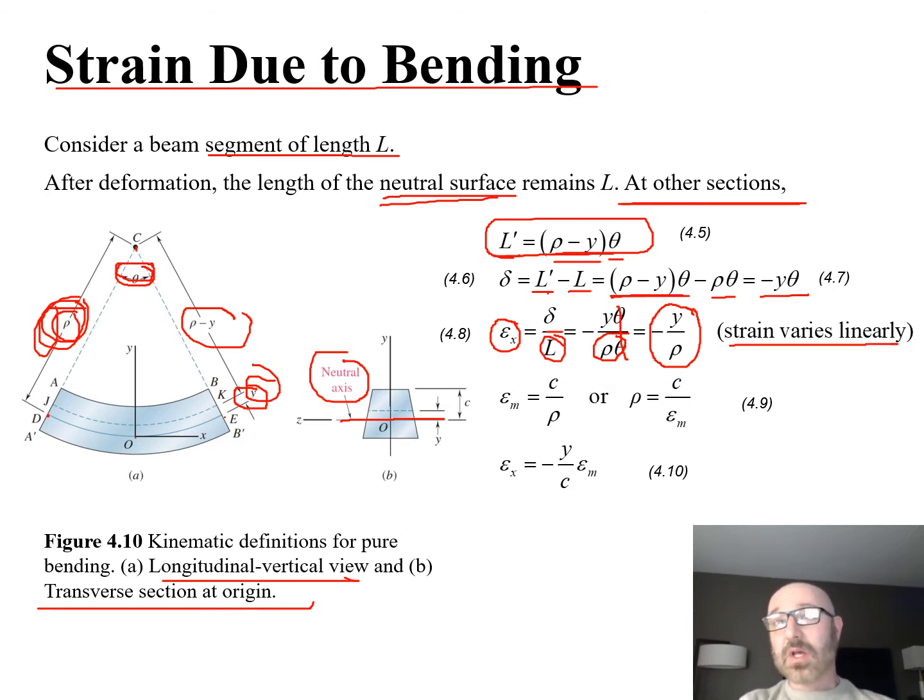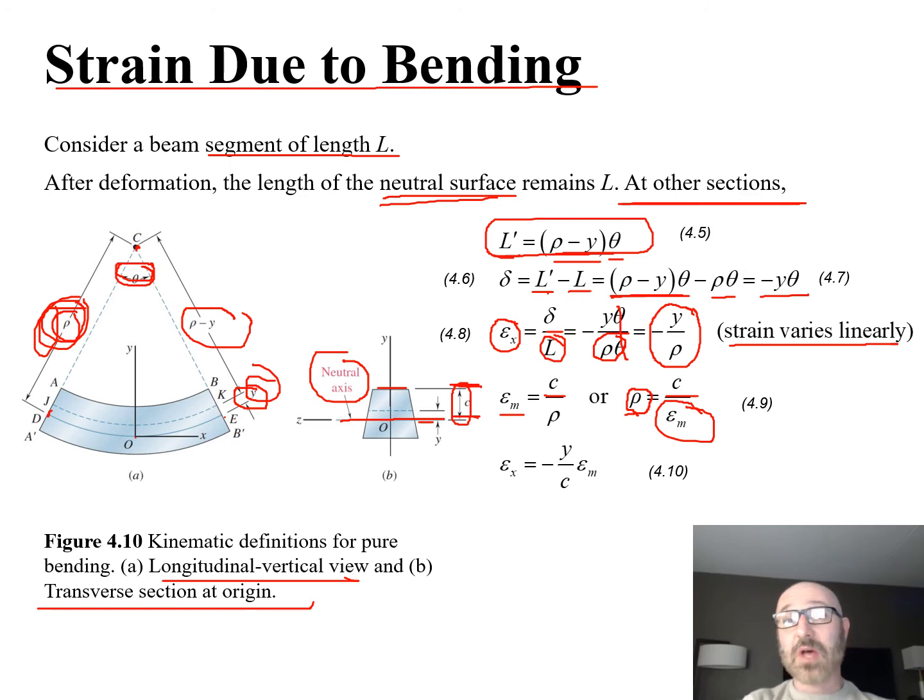Now we can get our strain, our epsilon sub m, is equal to c over rho. We can come back over and get those variables off here. We can see this is our distance c from the top surface down to that neutral axis, so this will be our max strain, over our rho value. So there's our rho going from this point at the top down to our neutral axis. We could rearrange that and solve for rho if we needed, and that is equal to that distance c from the top surface down to our neutral axis divided by our max strain.